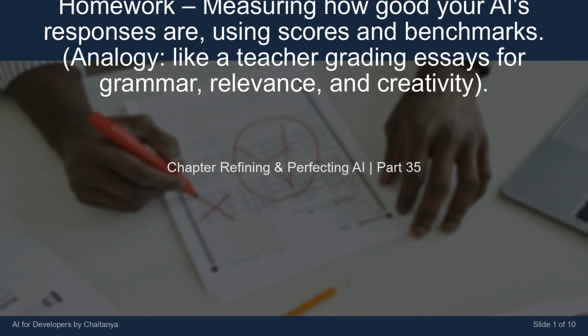I'm Chaitanya talking bot. Today's lesson is titled LLM Evaluation Metrics: How to grade your AI's homework, measuring how good your AI's responses are using scores and benchmarks. Analogy: like a teacher grading essays for grammar, relevance, and creativity.